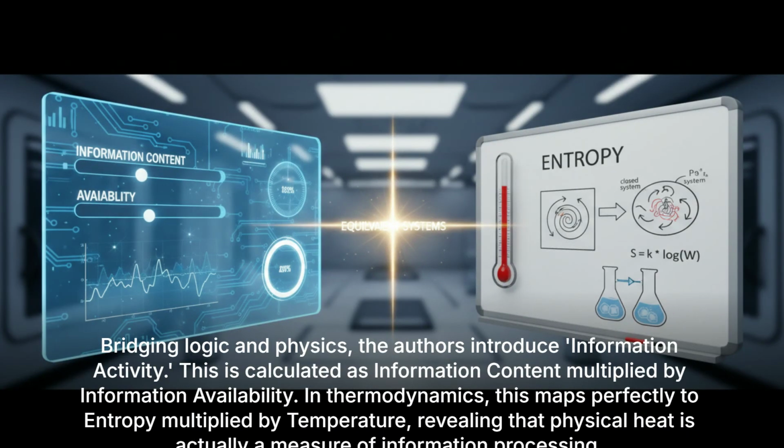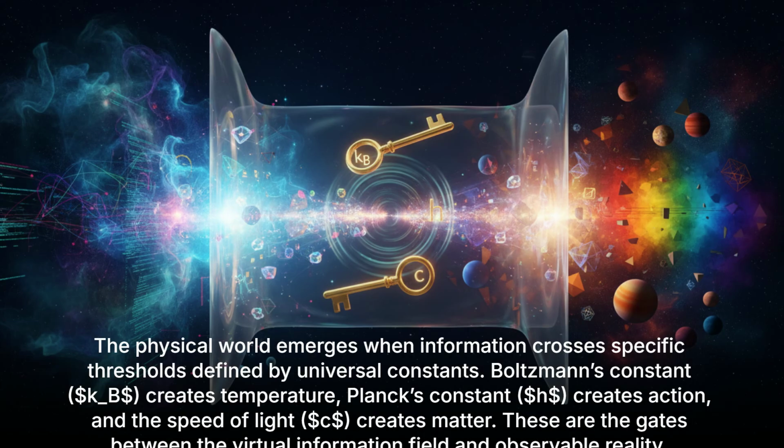Bridging logic and physics, the authors introduce information activity. This is calculated as information content multiplied by information availability. In thermodynamics, this maps perfectly to entropy multiplied by temperature, revealing that physical heat is actually a measure of information processing. The physical world emerges when information crosses specific thresholds defined by universal constants.